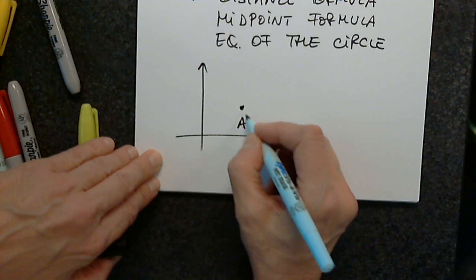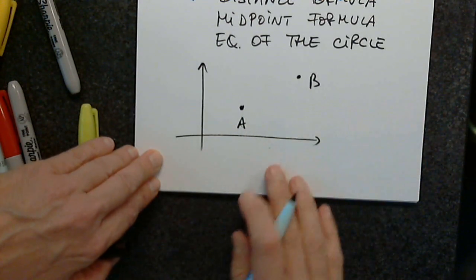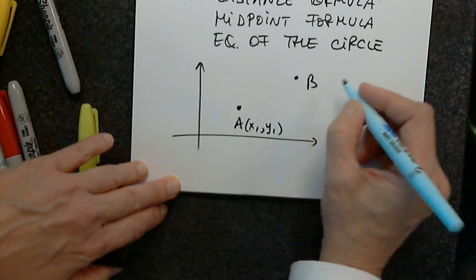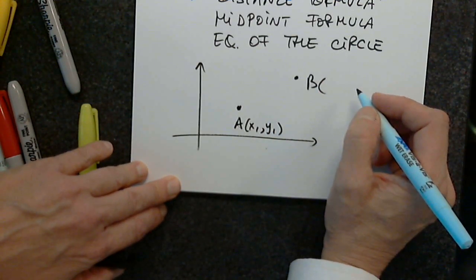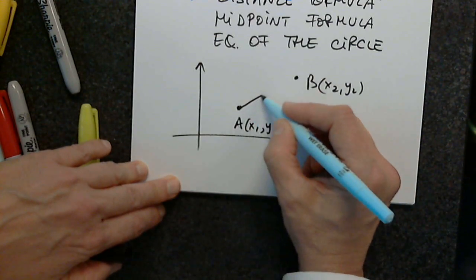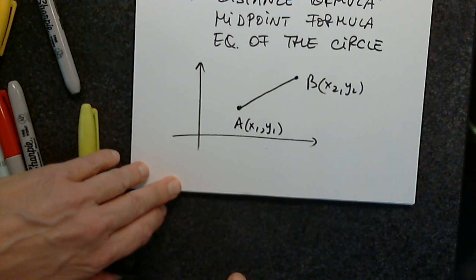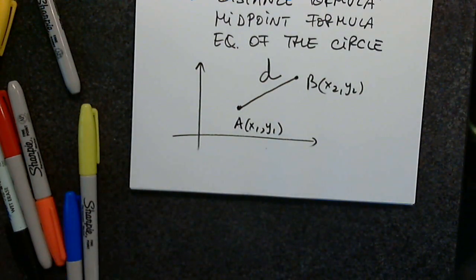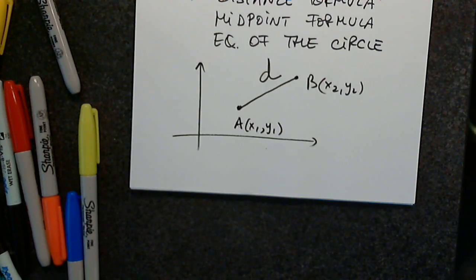Here's a point, I'm going to call it A. Here's another point, I'm going to call it B. The coordinates of A are x1, y1. And of course, what do you think I'm going to use for B? Very good, of course. Makes sense. And I'm going to connect the two with a line segment, and I would like to determine the distance between A and B.